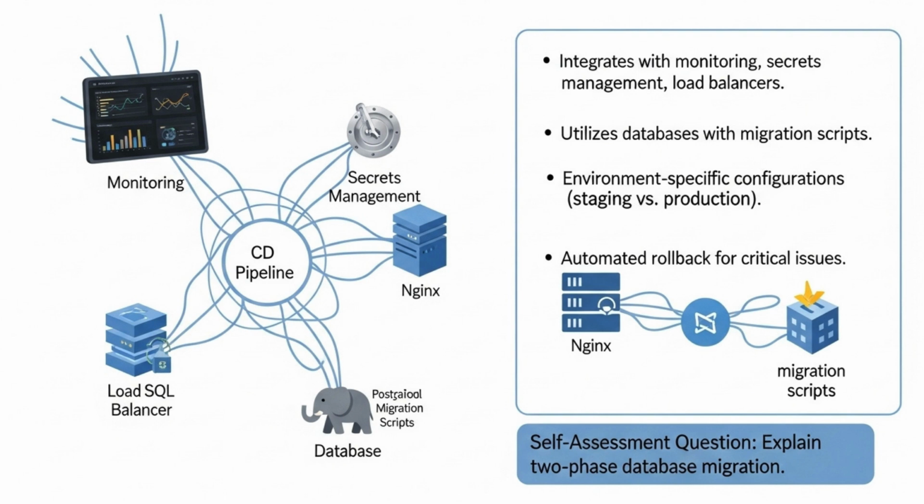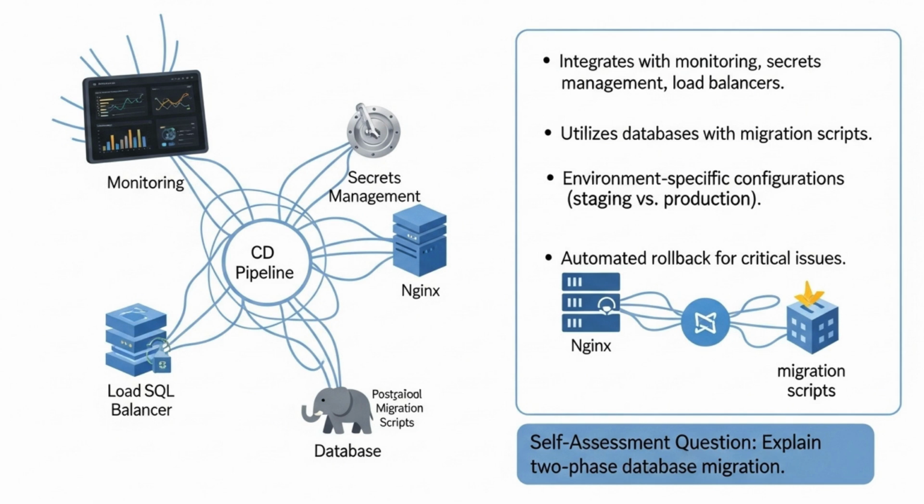A robust CD pipeline doesn't operate in a vacuum. It integrates seamlessly with various essential tools and services to form a complete ecosystem. For monitoring, tools like Datadog or Prometheus are crucial for collecting health metrics, giving you real-time insights into your system's performance and stability. Secrets management, handled by services like Azure Key Vault, ensures sensitive information like API keys are securely stored and accessed only when needed, preventing hardcoding and exposure.